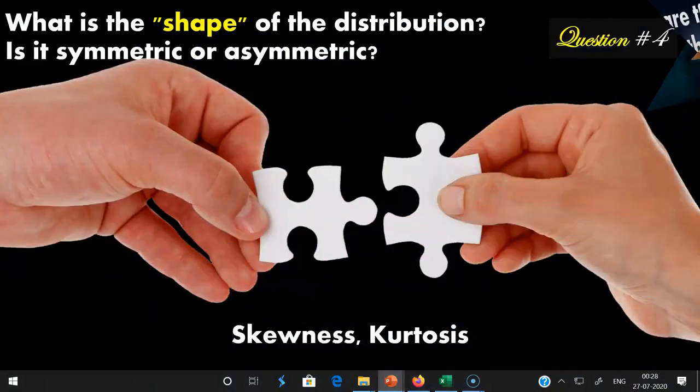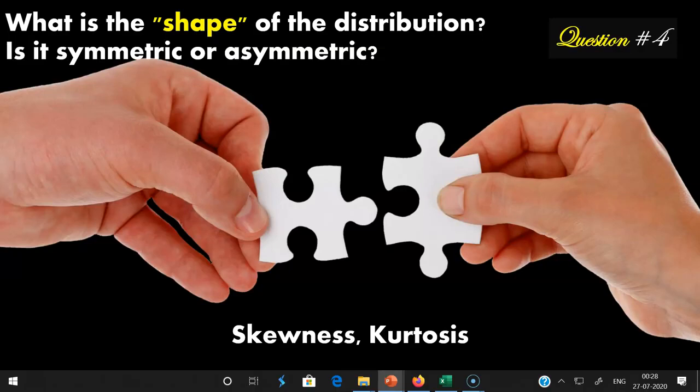What is the shape of the distribution? Is it symmetric or asymmetric? Based on this only, we go for inferential statistics. If we find the answer to this question, we can decide whether we can go with parametric or non-parametric statistics. For finding the shape of the distribution, we have to think about three important shapes: the normal probability curve, skewness and kurtosis.